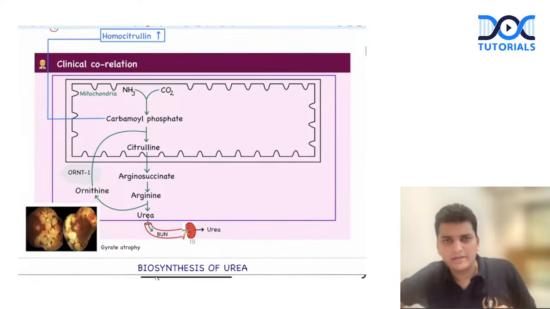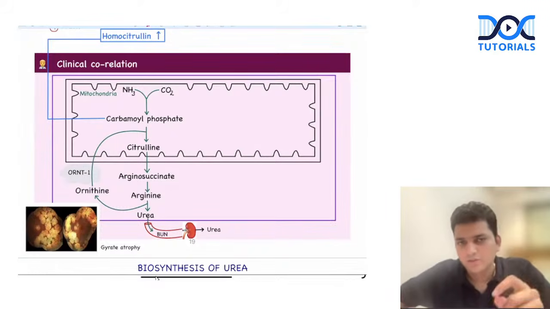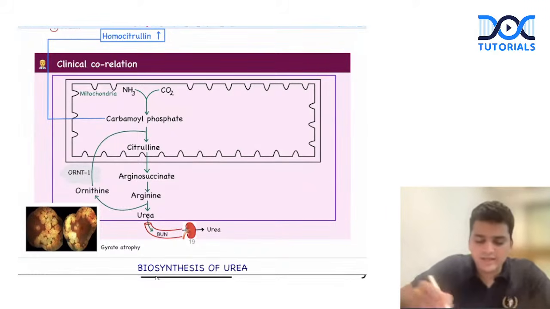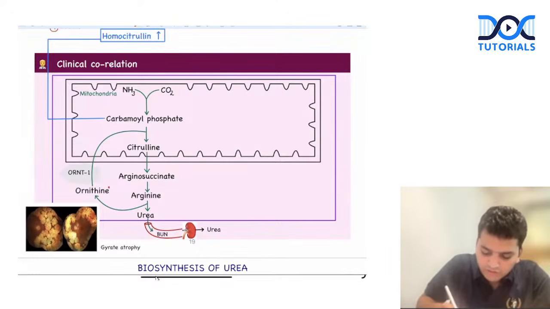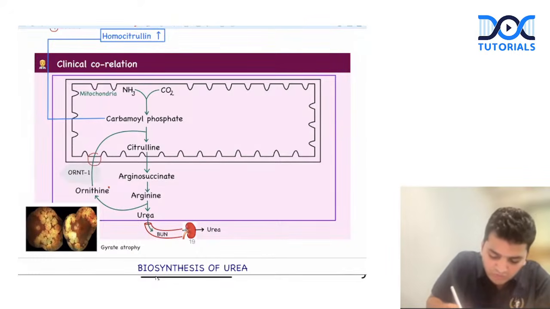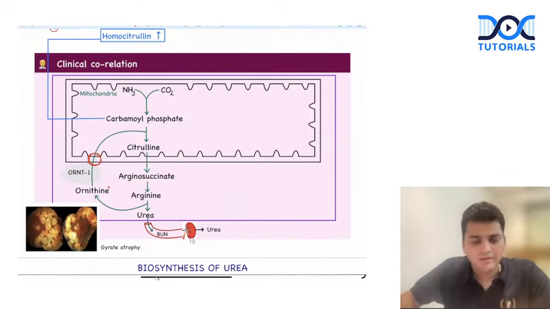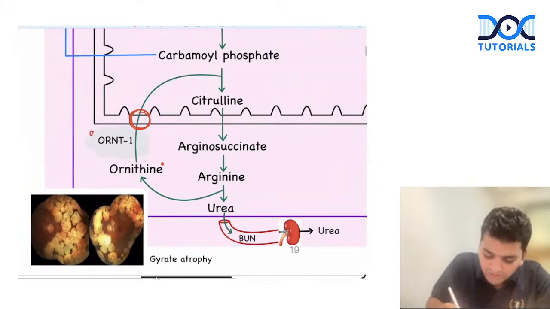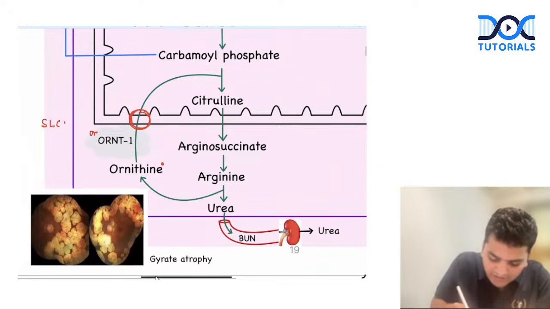Now, this is a slightly tricky one. The urea cycle is also called the ornithine cycle, because the ornithine which you produce is reused. This ornithine goes into the mitochondria with the help of ornithine transporter 1. This ornithine transporter 1 is also called SLC25A15.